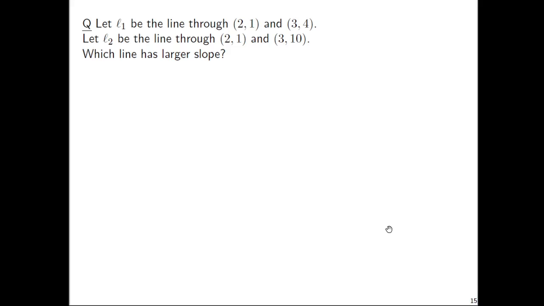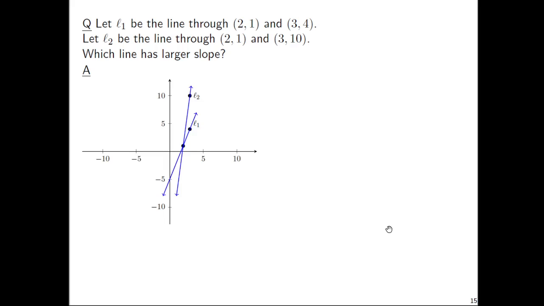Okay, in this next question, we're going to consider two lines. The first line, L1, let that be the line through the point (2, 1) and the point (3, 4). And let L2, the second line, be the line through (2, 1) again, and then a new point, (3, 10). So which line has larger slope?